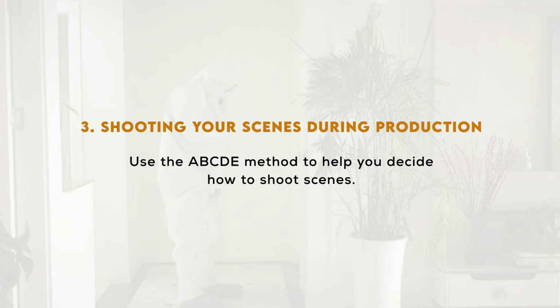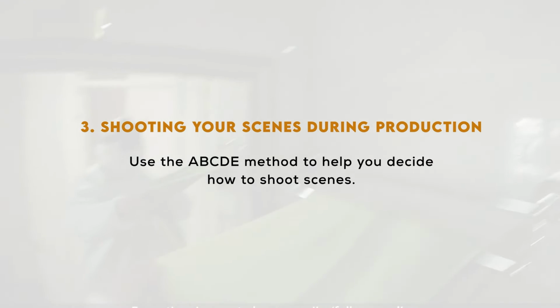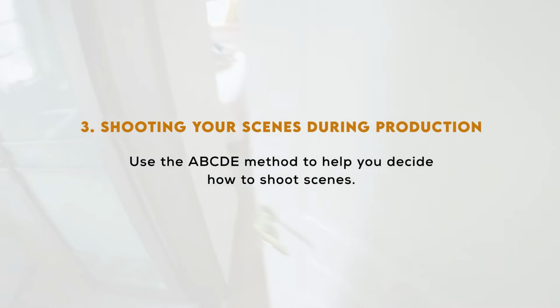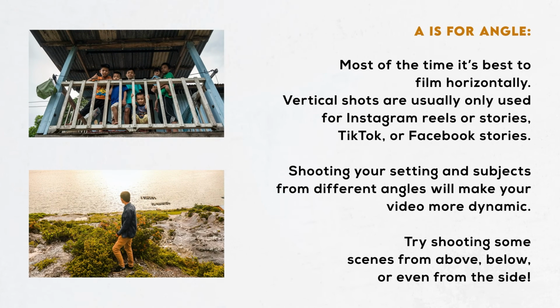3. Shooting your scenes during production. Use the ABCDE method to help you decide how to shoot scenes. A is for angle. Most of the time, it's best to film horizontally. Vertical shots are usually only used for Instagram Reels or Stories, TikTok or Facebook Stories. Shooting your setting and subjects from different angles will make your video more dynamic. Try shooting some scenes from above, below, or even from the side.